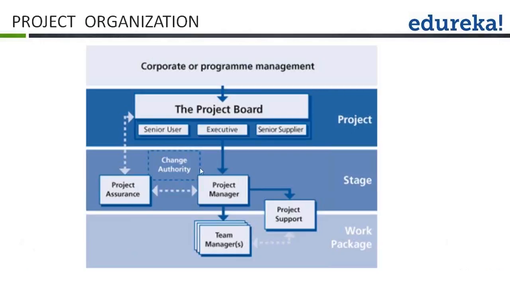Now, apart from this, we can add more roles such as change authority, project assurance, and project support, depending on the scale of the project. If the magnitude, size and complexity of the project increases, we can scale up the team. If the size of the project is small and the complexity is low, we can scale down the team as well. For example, in the project board, we can have the executive performing the roles of senior user and senior supplier as well for a very small project. We can also combine the roles of project manager and team manager, provided the project manager has specialist skills as well.